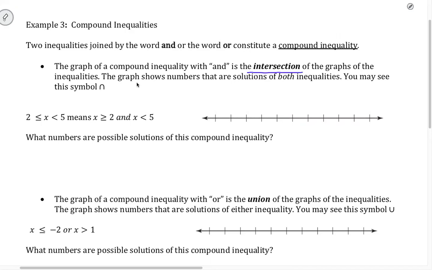So and is the intersection of the graphs of two inequalities. It means where they overlap. This symbol, please underline this symbol. That symbol means and. Here's how I remember it.